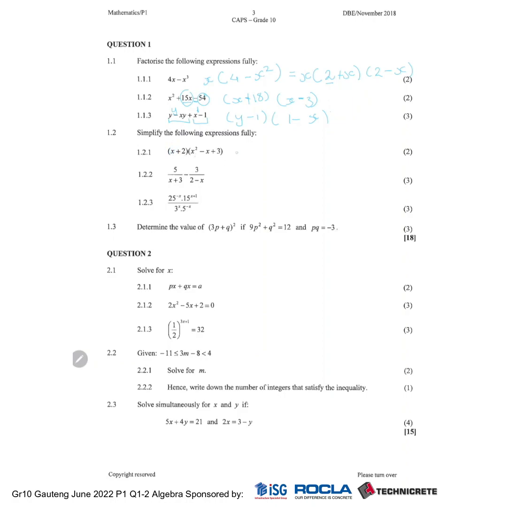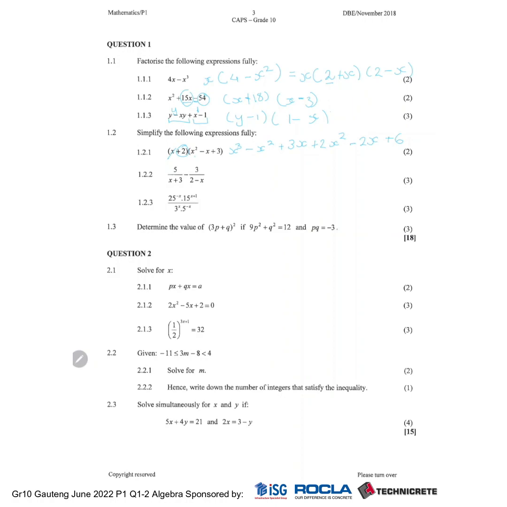x times x squared is x cubed. Then x times minus x is minus x squared. x times 3 is plus 3x. Now we are done with that x. Now we can move on to this positive 2. 2 times x squared is positive 2x squared. We multiply that by negative x, we get negative 2x. Times that by 3, and then we get plus 6.